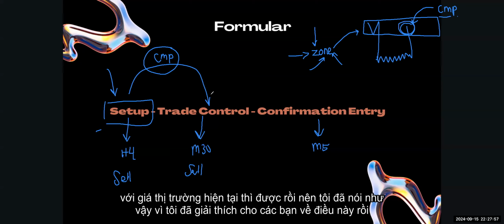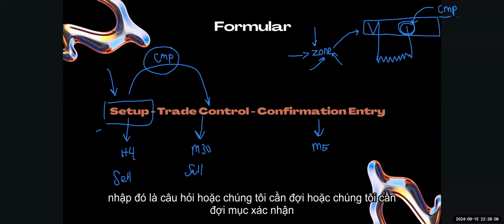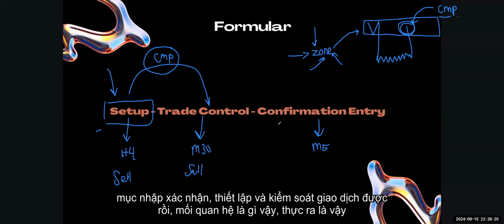All right. So since I explained this just now, if we have a setup and if we have trade control, if we have both of these, can we enter? That's the question. Or do we need to wait for the confirmation entry? Very good, right, Kevin? Actually, we need to wait for the confirmation entry. So how is the relation between the confirmation entry and setup and trade control? What is the relation?